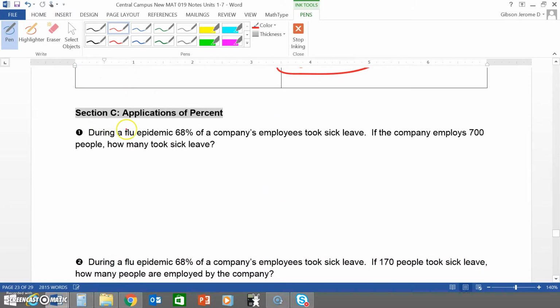Okay, section C, applications of percent. It says, during the flu epidemic, 68% of a company's employees took sick leave.